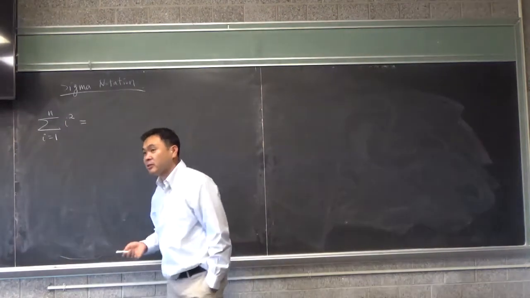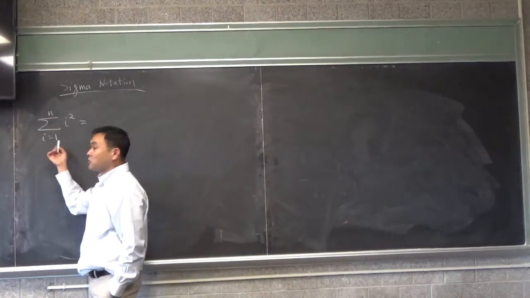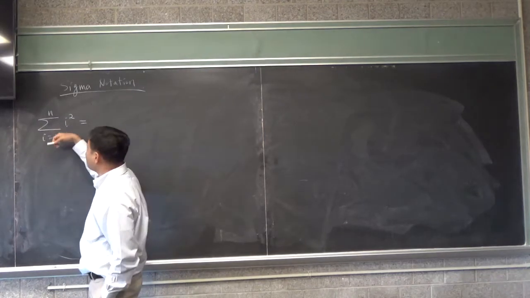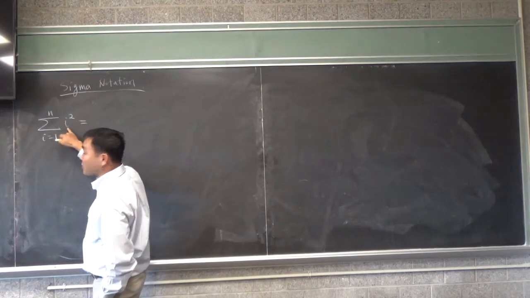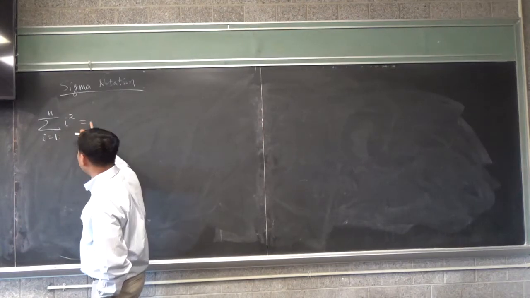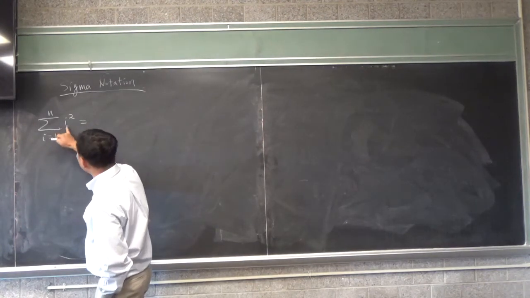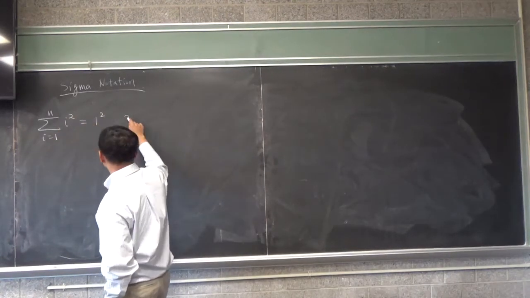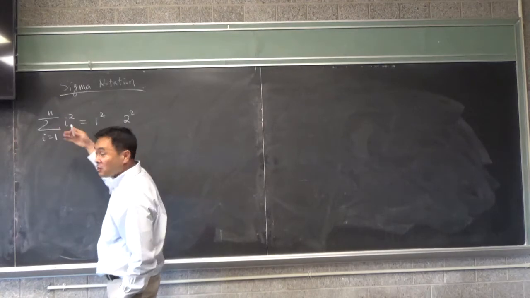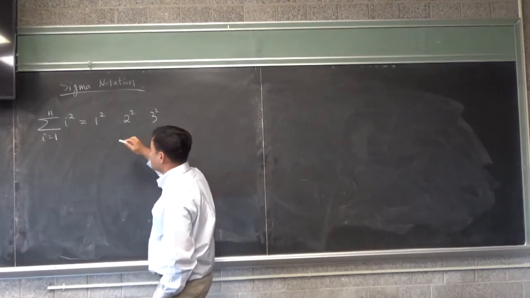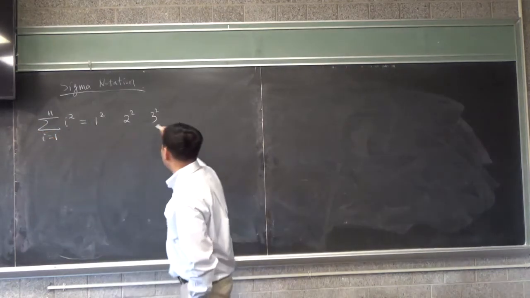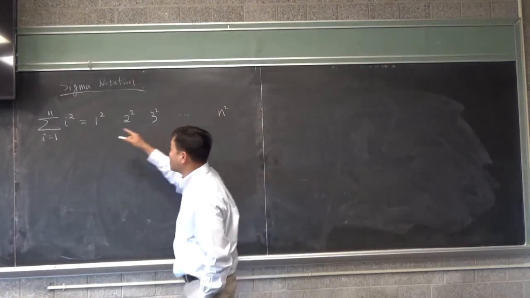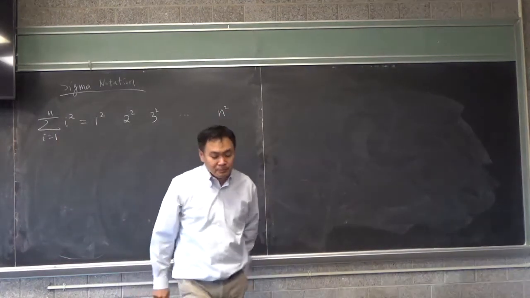What does this mean? It means that you start from this lower number, 1, and you keep increasing by 1, until you reach n, you keep plugging into this function here, and it generates numbers, right? So when 1 goes in here, it's 1 squared. The next number is 2, 2 goes in here, it's 2 squared. The next number is 3, 3 goes in there, 3 squared. And then you keep doing this until you reach n, in which case you get n squared because you plugged in n into i squared, right?